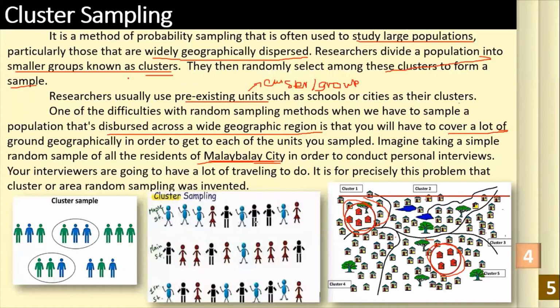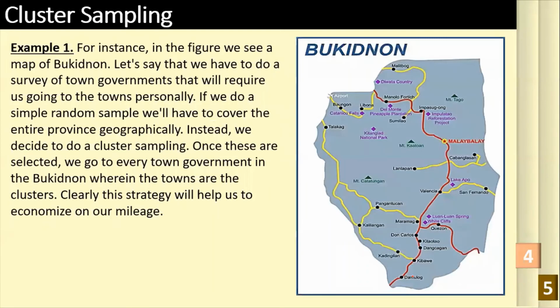So, going back to the illustration. So, for example, by randomly selecting the clusters that you will conduct personal interviews, cluster 1 and cluster 5 imong nabunutan. So, pwede nga sila na tanan sa cluster 1 imong i-interview and sila tanan sa cluster 5 imong i-interview. So, no need to determine na din the sample size.